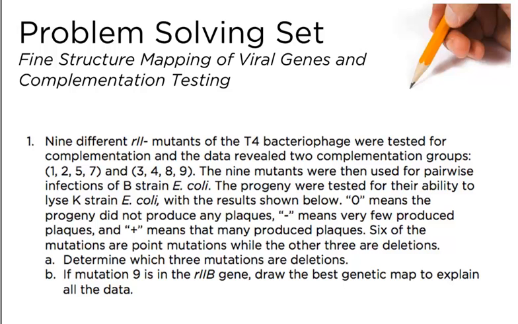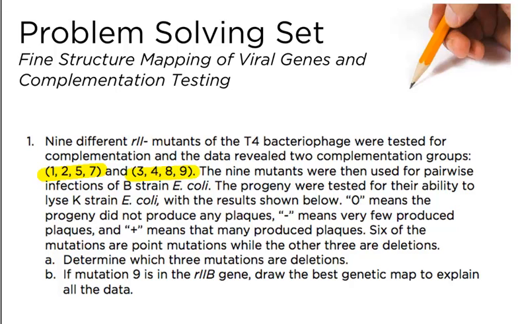Welcome to the problem-solving set on fine structure mapping of viral genes and complementation testing. Problem 1 states that 9 different R2- mutants of the T4 bacteriophage were tested for complementation, and the data revealed 2 complementation groups: 1, 2, 5, and 7, and 3, 4, 8, and 9.